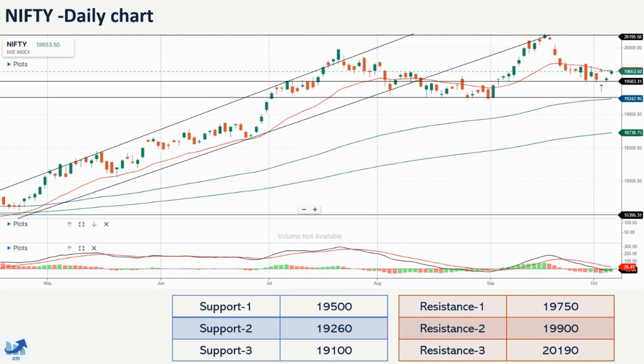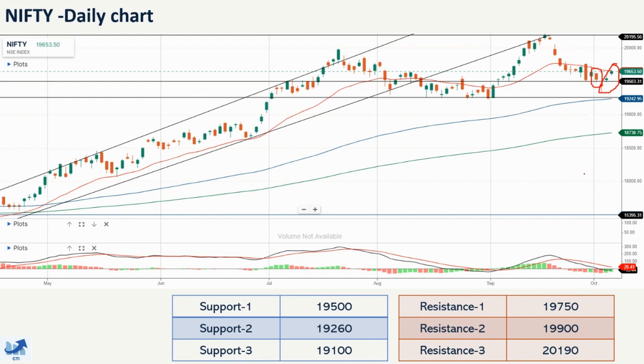You can see this was the candle which was created on Tuesday. Then it opened on a gap down opening. It took a strong support over 19,300 levels and then it started to experience a short covering. You can see these are the short covering candles which were created in the Nifty, and then it did try to breach 19,700, which was a strong resistance, but then it closed the week on 19,653.